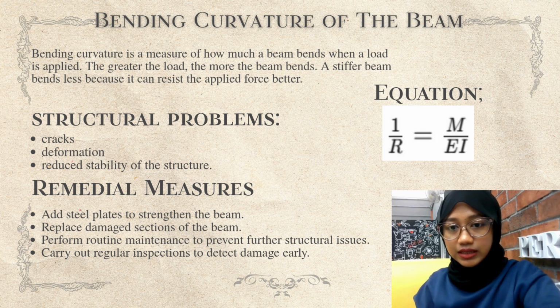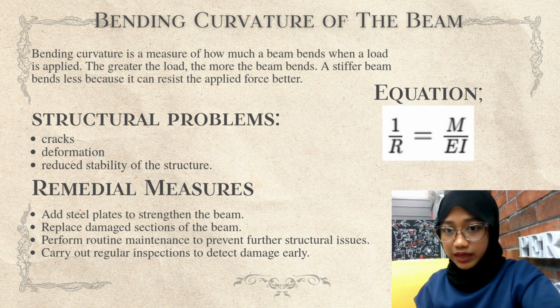In the next slide, I will discuss the bending curvature of the beam. The bending curvature is a measure of how much the beam bends when a load is applied. As the applied load increases, the amount of bending also increases. Excessive bending curvature can create several structural problems such as cracks, deformation, and reduced structural capacity. If this issue is not addressed, it can affect the overall safety and performance of the structure.